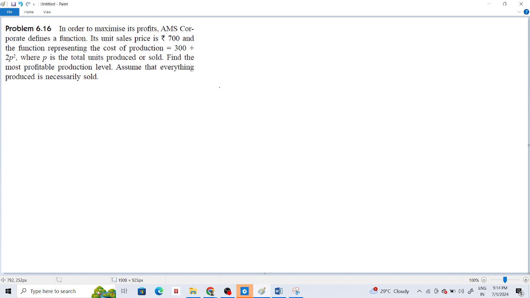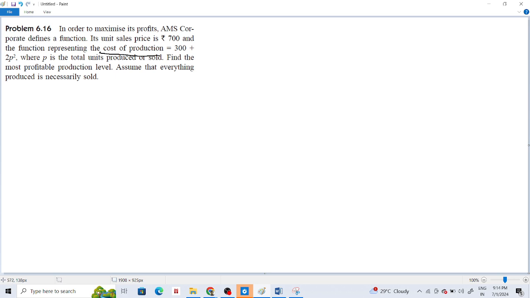Okay, I am doing this. You need to go back to class 12 a little bit. In order to maximize profits, AMS Corporate defines a function. Its unit sales price is 700 rupees. Unit sales price is what? Selling price per unit 700, and the function representing the cost of the production is this.